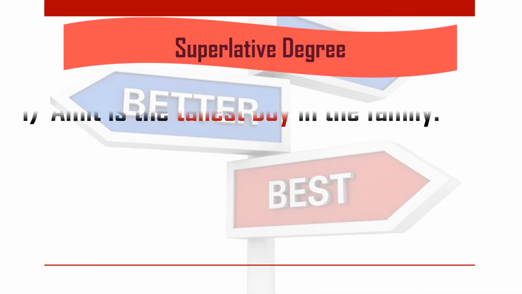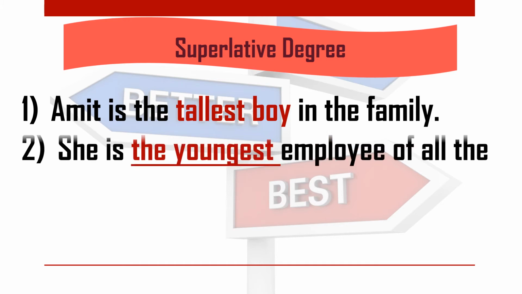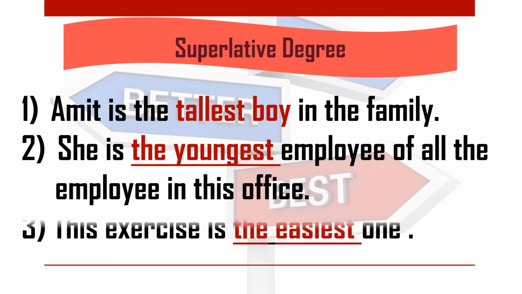Let's see some more examples of superlative degree. Amit is the tallest boy in the family. Tallest. Tall is the basic adjective. We have added est and it is a superlative degree. She is the youngest employee of all the employees in this office. Youngest. This exercise is the easiest one. Easiest. Easy, easiest. Where you can see est, those examples are of superlative degrees.